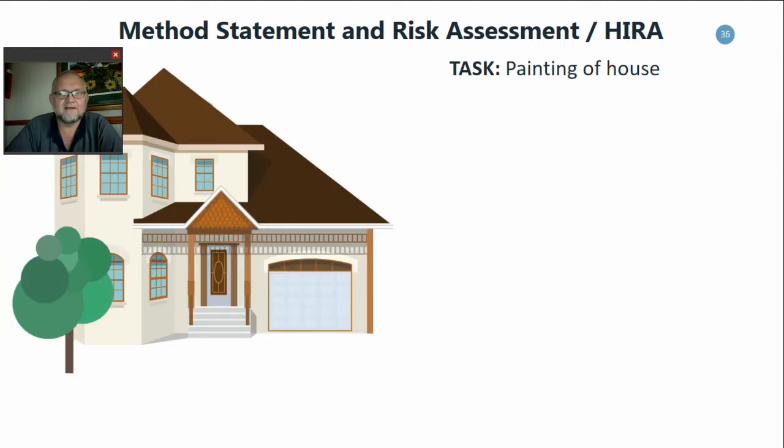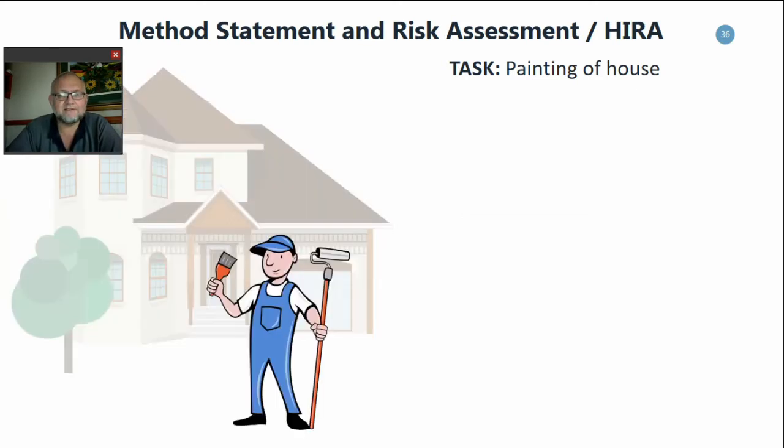Now guys, let's say that there is a house out on tender to be painted and you are the lucky contractor, you're going to get to paint the house. Before you just rush in painting the house, you're obviously going to sit down and do your planning. We're going to take that planning and write it down in a method statement. And the first thing that you're going to look for is your tools and equipment.